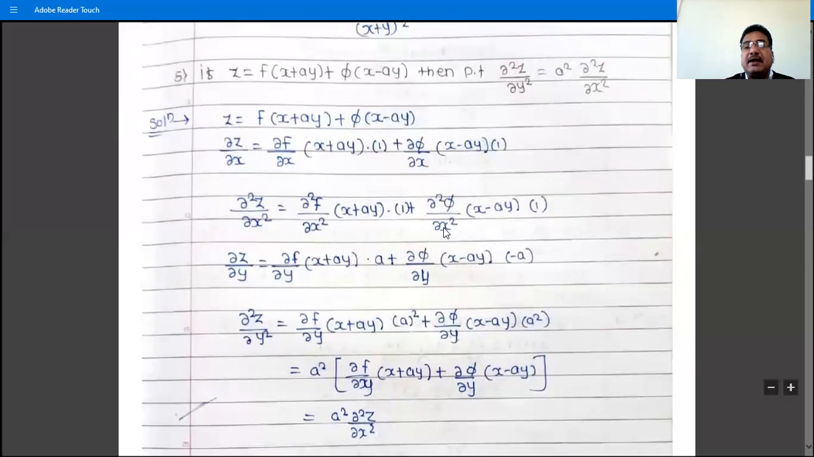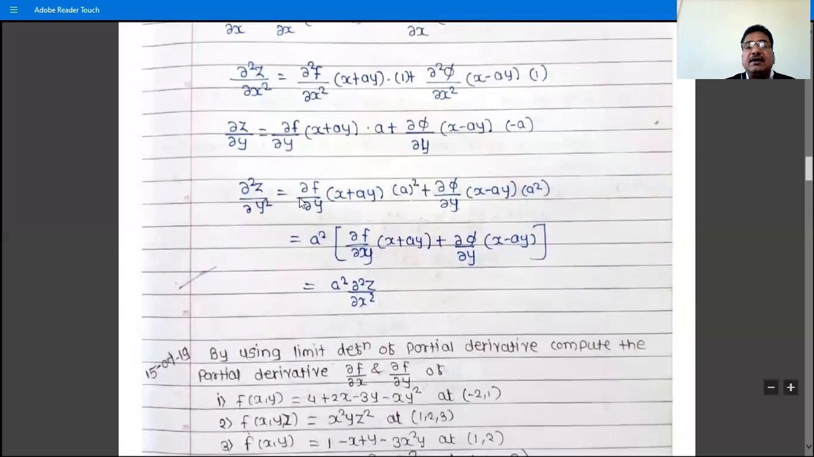Then ∂²f/∂x², x minus ay, the derivative of x minus ay is 1. Then ∂z/∂y is ∂f/∂y, x plus ay, into the derivative of x plus ay with respect to y, which is a. Similarly, ∂f/∂y, the derivative of x minus ay with respect to y is minus a.